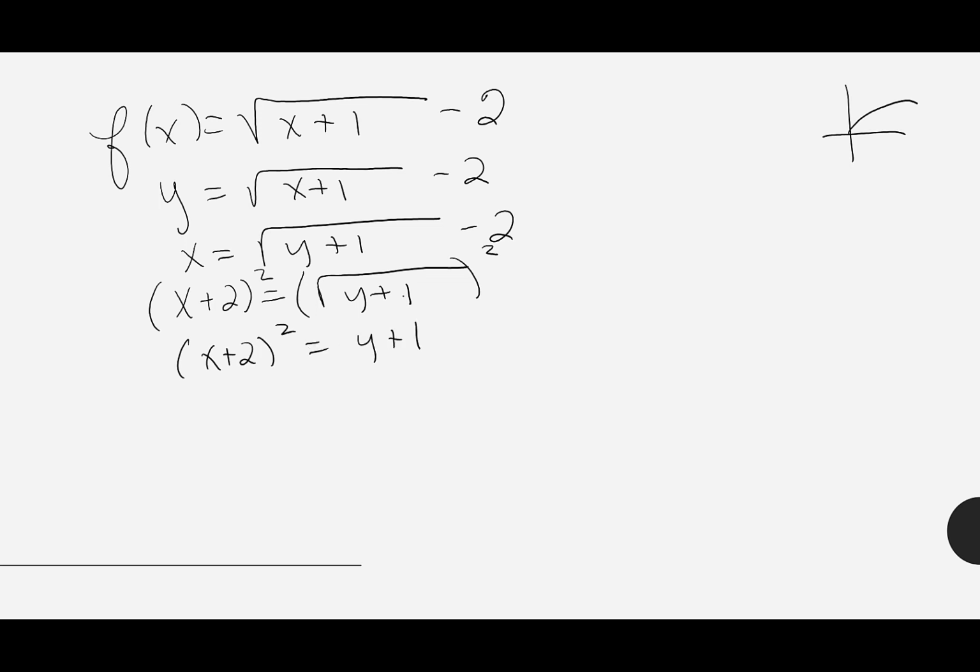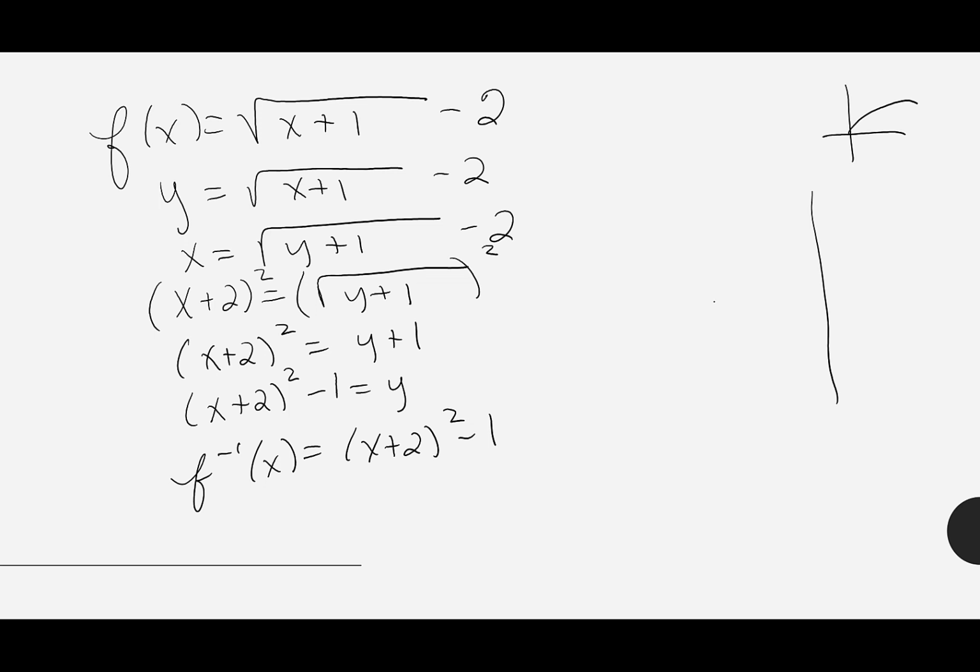Now, I'm not going to expand, I'm going to leave that how it is, and I'm going to do this next step of x plus 2 squared minus 1 is y. So I've solved for y, which says this is my inverse function. So you have a couple different ways that you can do the domain because we do need to restrict the domain of this inverse function.